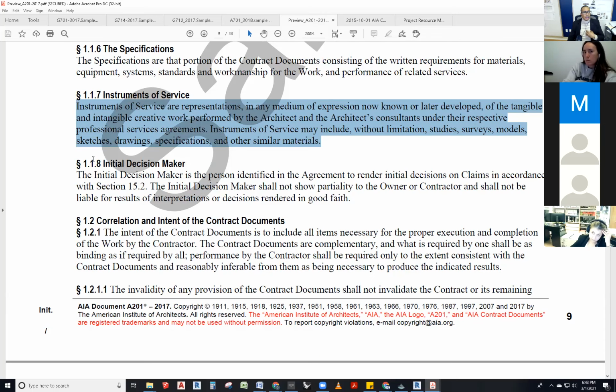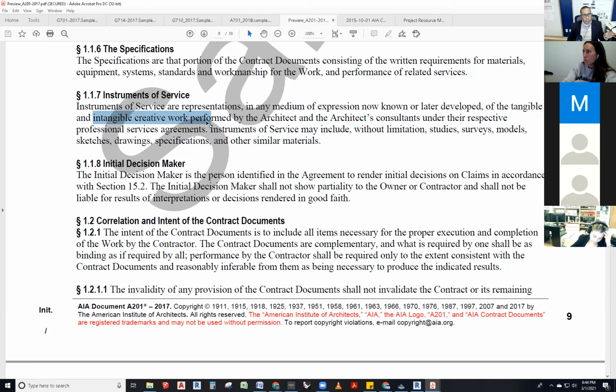We are the authors. This is very nicely put in here, because it talks about intangible creative work. We're creative entities, creative beings. That's what we do. We design. That's our bread and butter.